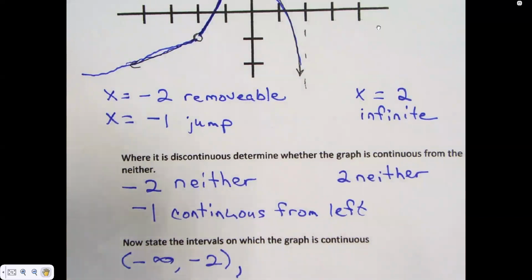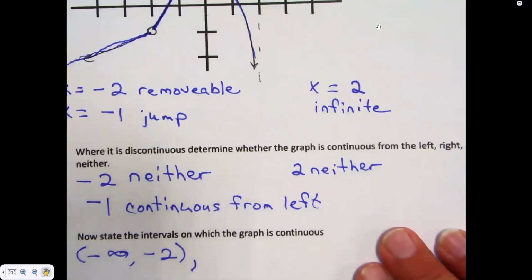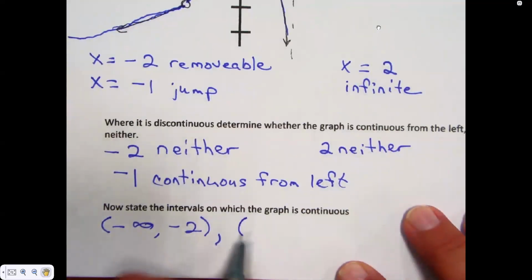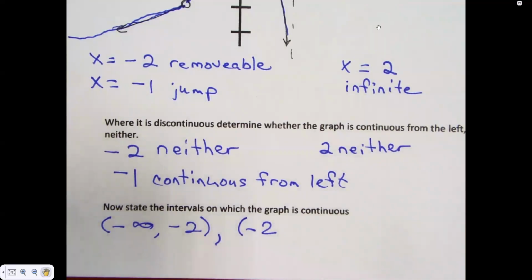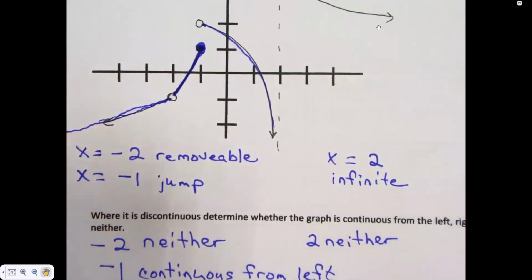-2 to -1. Would I include -1? Yes, because there's a point there. And that's kind of what we're getting from up here, continuous from the left or from the right. This is a great example. So I would say -2, and I would do a parenthesis because there's a hole there. But at -1, I would include it. And that's what we're talking about, continuous from the left. Because what would the next one look like?